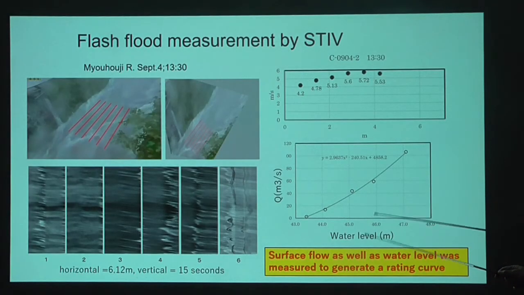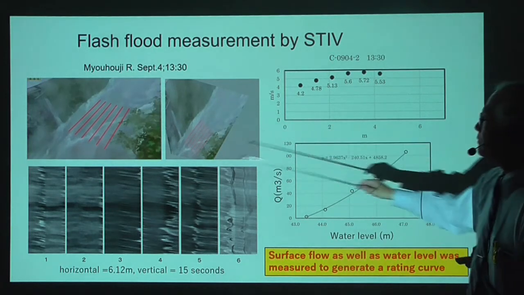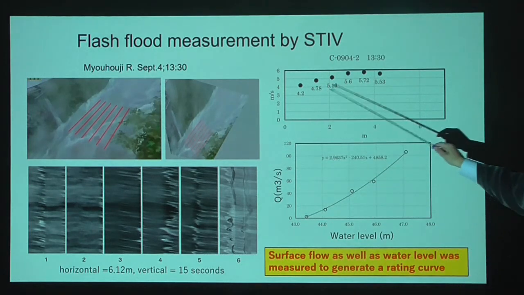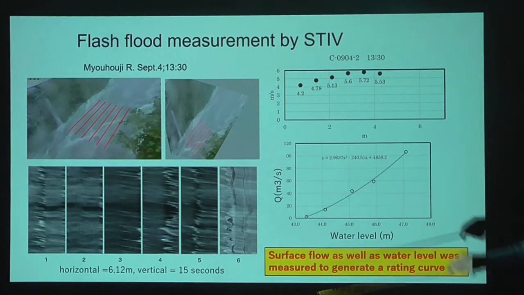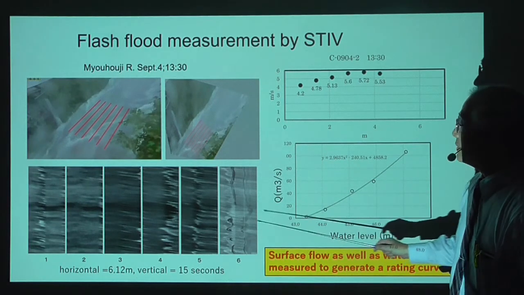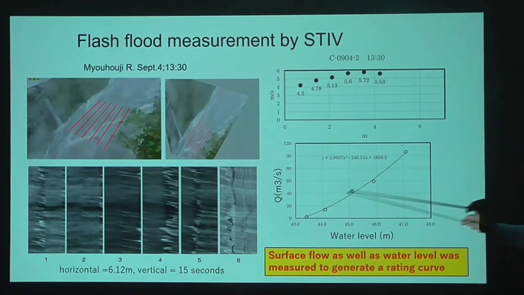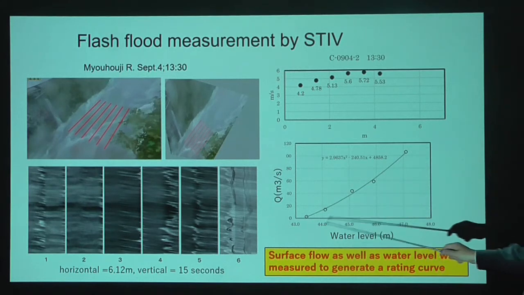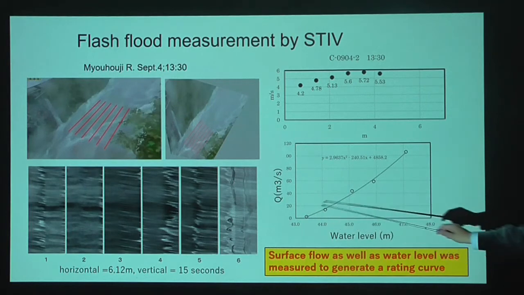And another example is the flash flood measurement. This is a very high flow. The velocity goes up to more than 5 meters per second. But even with this, we get very good velocities. And from this, we get the rating curve from only one flood, starting from a water rise of about 4 meters.